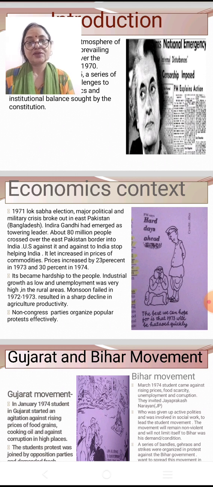Already there was the crisis of resources in our country, and this was also a great burden on the government. And the US stopped helping India at that time. It was not giving any aid to India. It refused to help India. Prices increased by 23% in 1973 and 30% in 1974. Everywhere there was a lot of crisis, especially in Gujarat and Bihar.